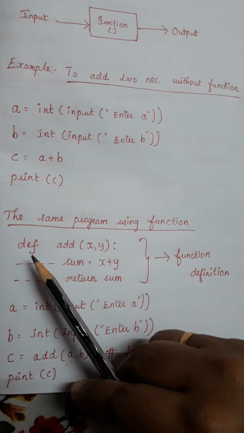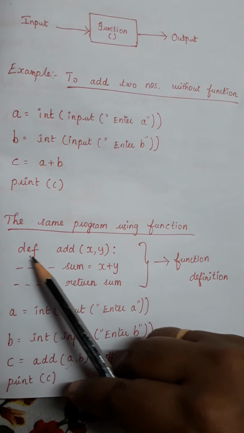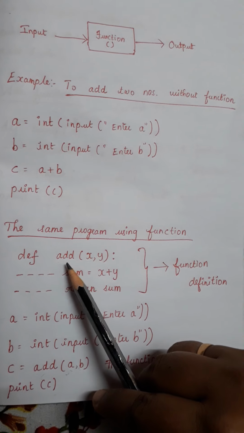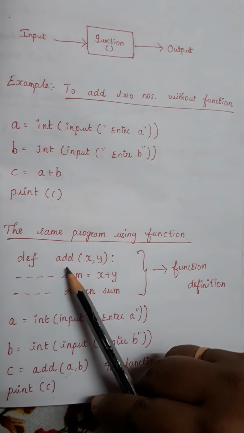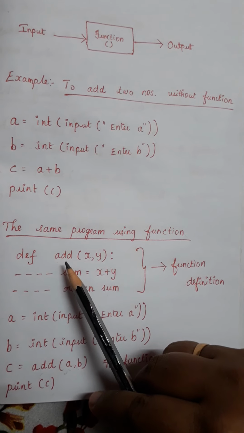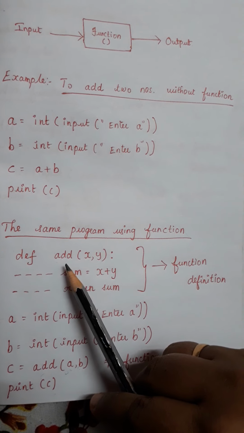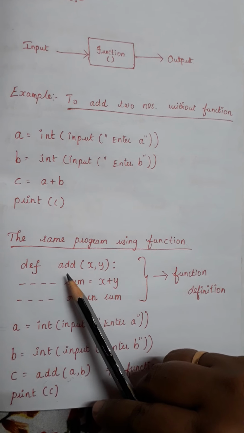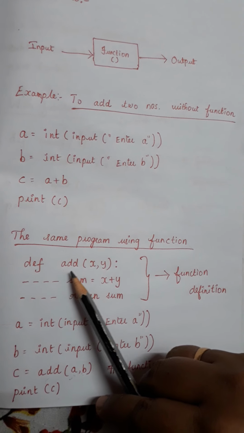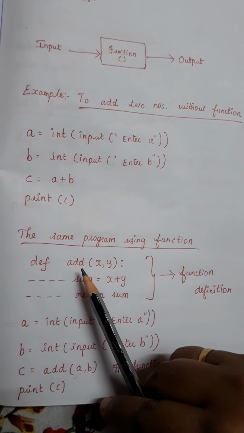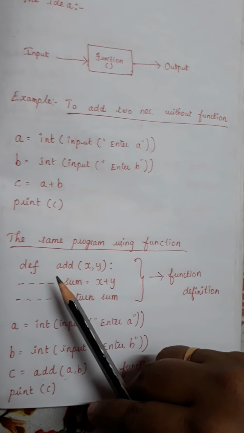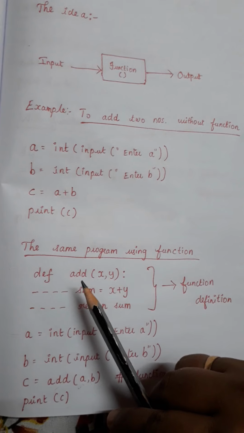I first have to use the keyword def, that is, I am going to define a function, then give a name to the function. This name is similar to a variable name. The same rules that are applicable for giving variable names are applicable for giving a function name also. What are the rules for a variable name? The variable name should not contain any special characters. It can have an underscore. It should not start with a number.